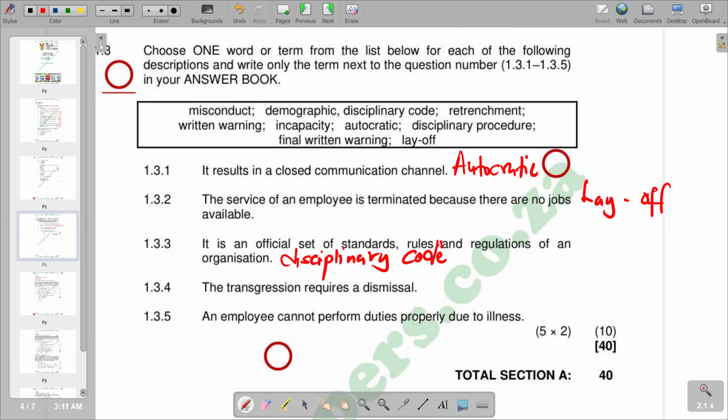1.3.4, a transgression requires a dismissal. Remember, a transgression is an act that goes against the law or a code of conduct. So a transgression is an offense. What is an offense in terms of the words given? We see that we have got misconduct. So misconduct becomes the correct response.